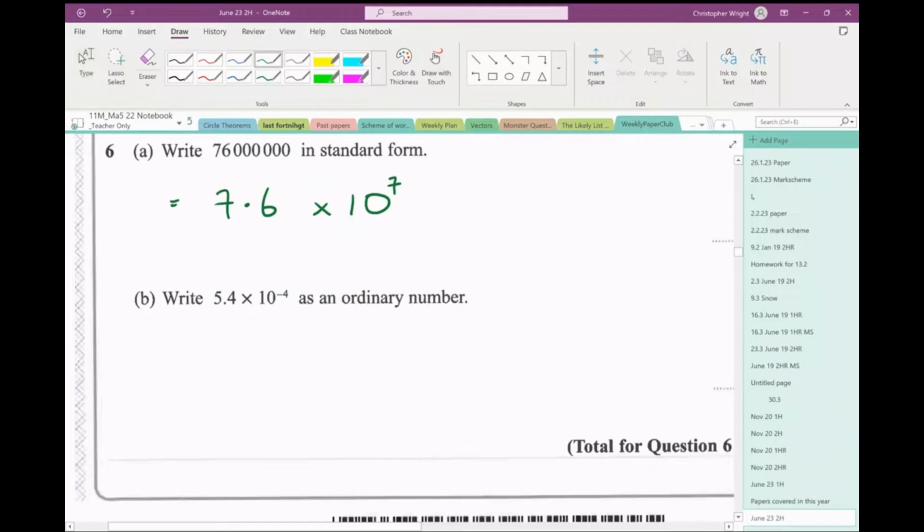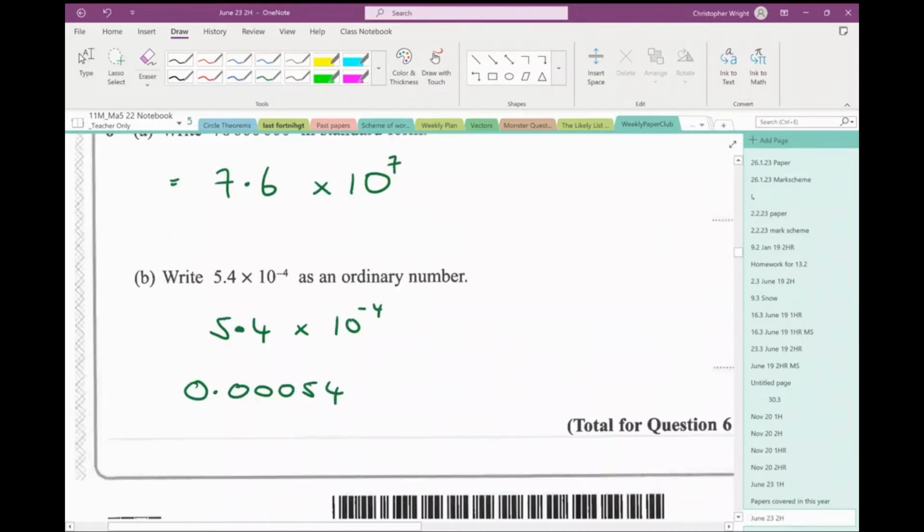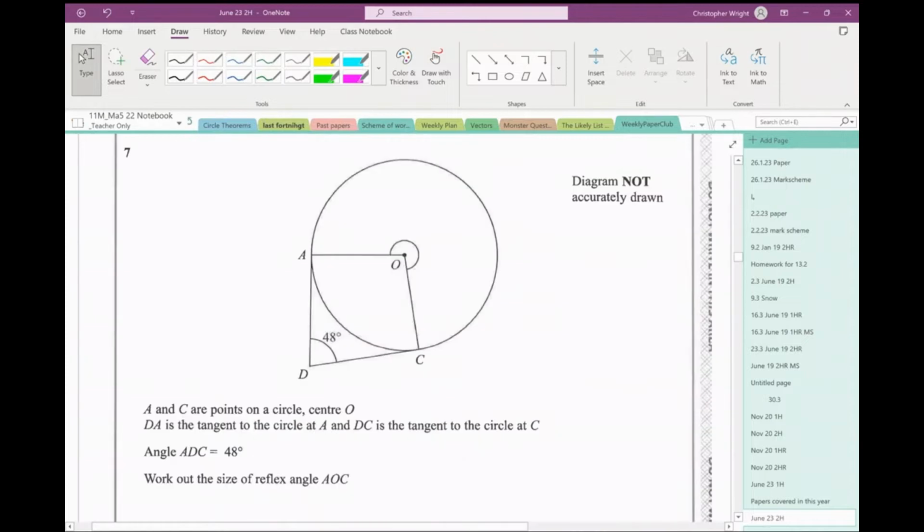6b, write 5.4 times 10 to the minus 4 as an ordinary number. Well, I'm going to start with 5.4, and I'm going to divide it by 10 4 times, or I'm going to move the decimal point 4 places. 1 place hops over the 5, so I'm going to move it 3 more places. So there'll be 3 zeros before the 5. So the answer is 0.00054.